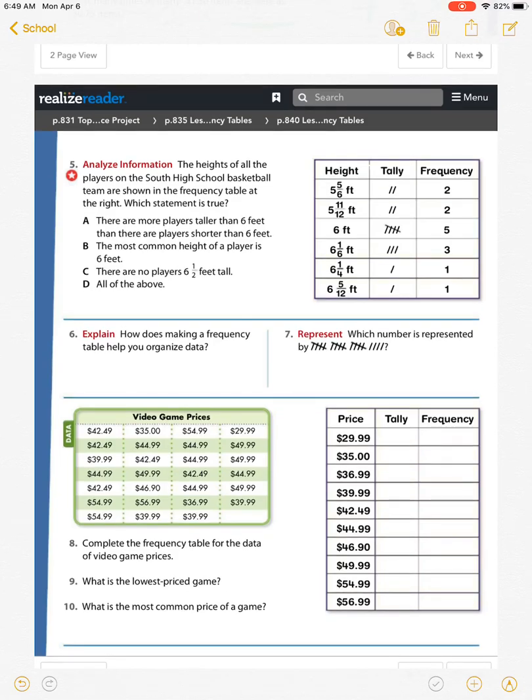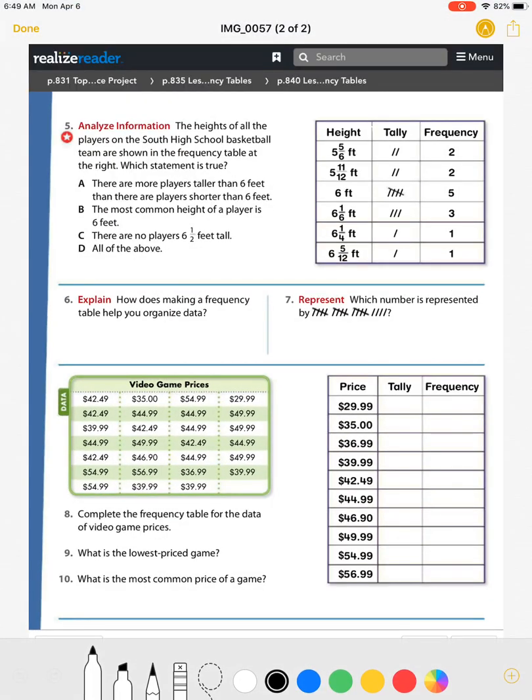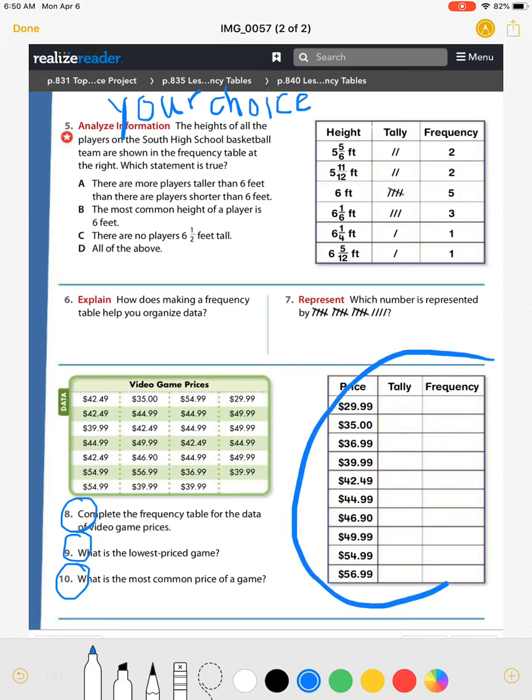Now let's go to the back page. On the back, I want you to just do number 8, number 9, and number 10. And then it's going to be your choice. So your choice on number 5, 6, or 7. So pick one. So for number 8, 9, and 10, you need to complete this table and answer number 9 and 10.